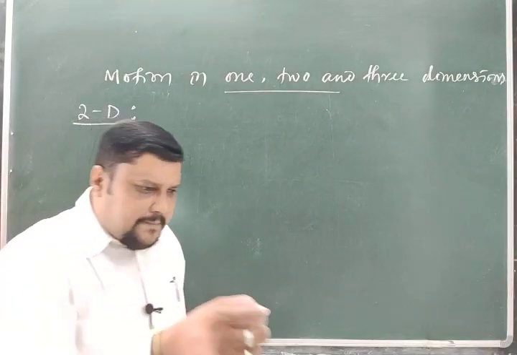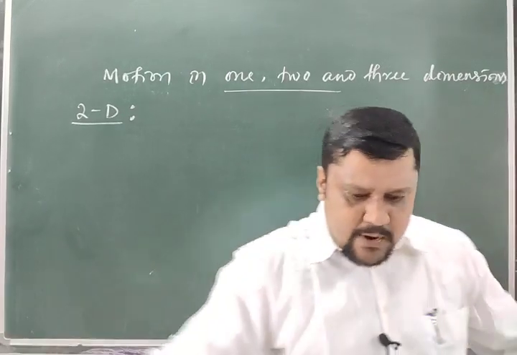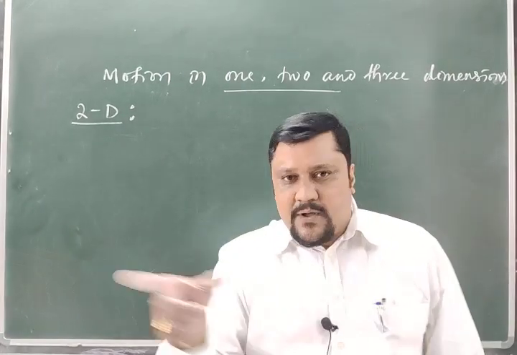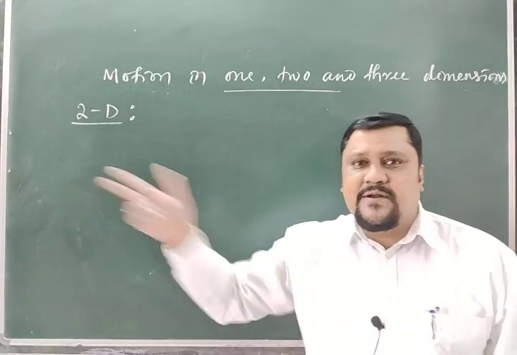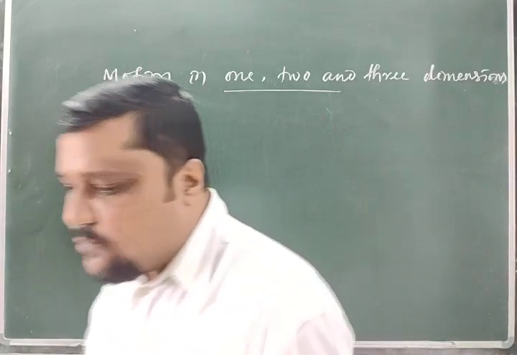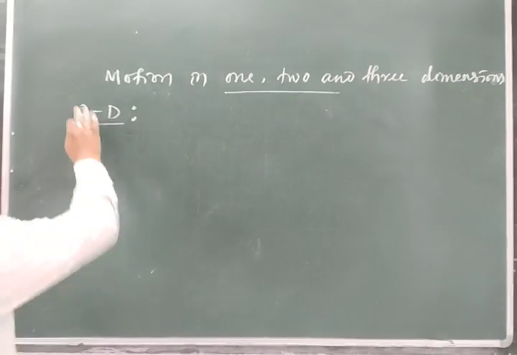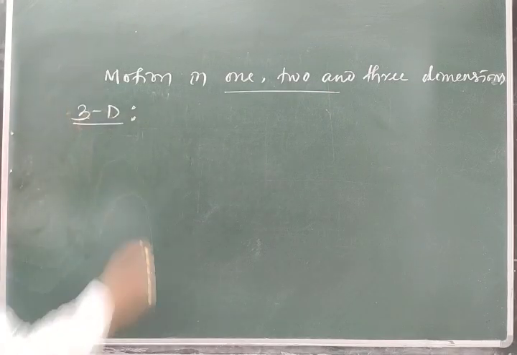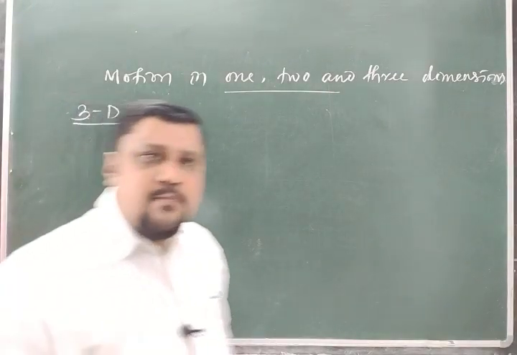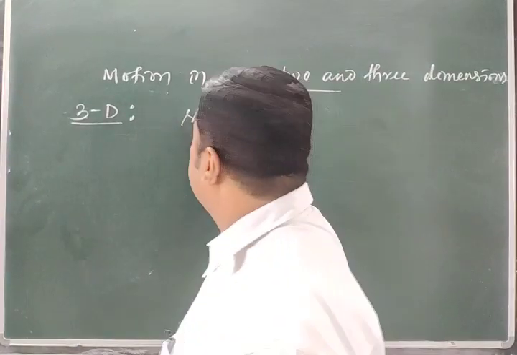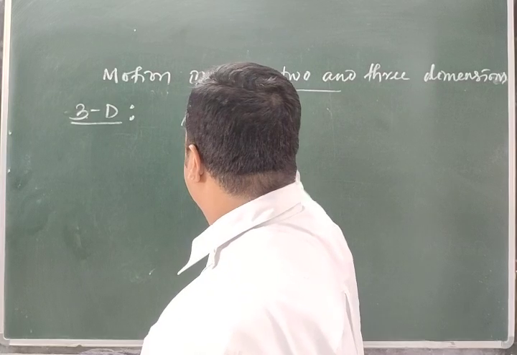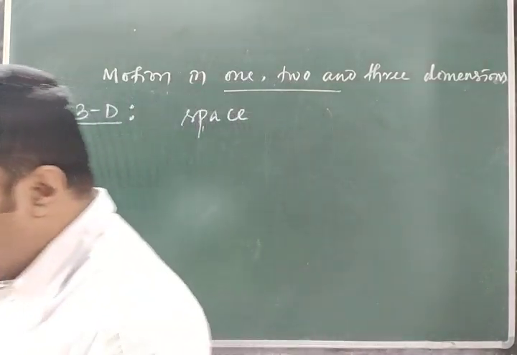Okay. So when you are playing carom, the striker moves on the board. So the striker's motion is a two-dimensional motion. Then the next one is three-dimensional motion. In three-dimensional motion, the body moves in space. The motion of a body in space is called three-dimensional motion.